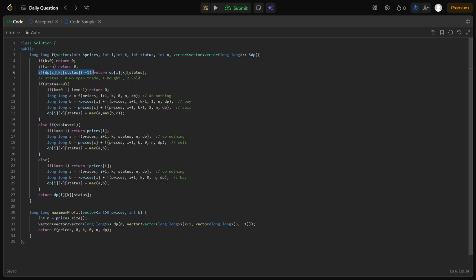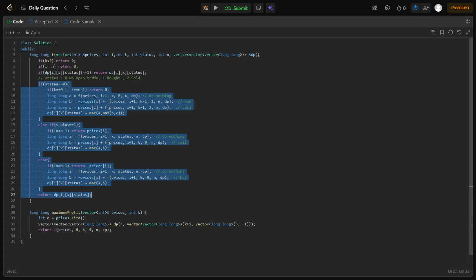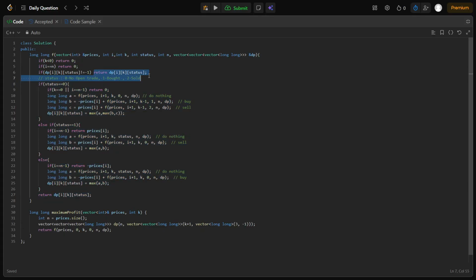If it is unchanged, then we have to move towards modifying the DP array. Otherwise, if it is changed, we have the answer for the DP array of that particular stage, that particular i, k, and status, so we will definitely return it and we will not repeat the subproblem.